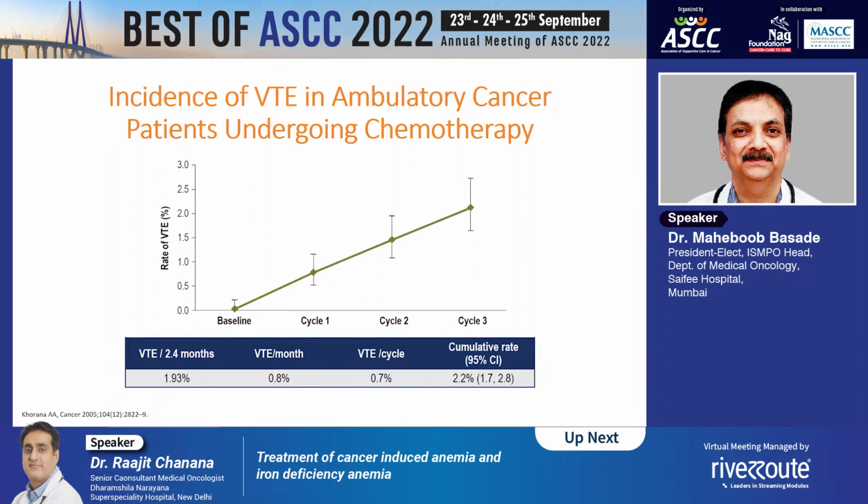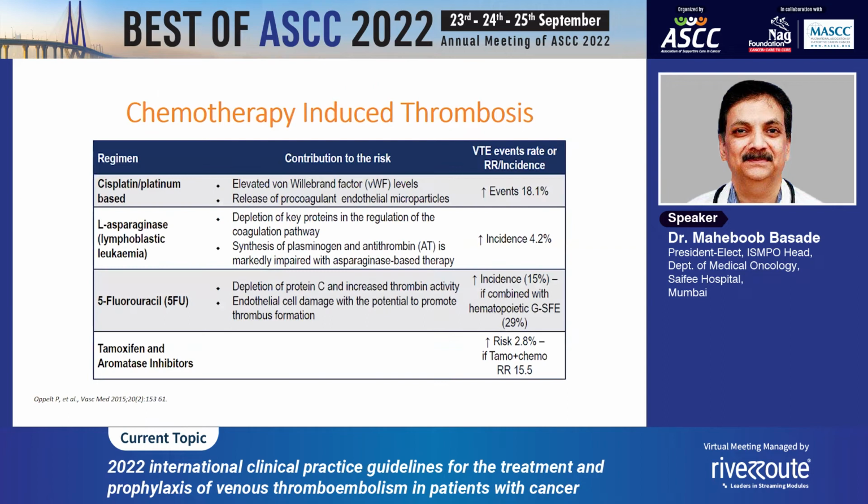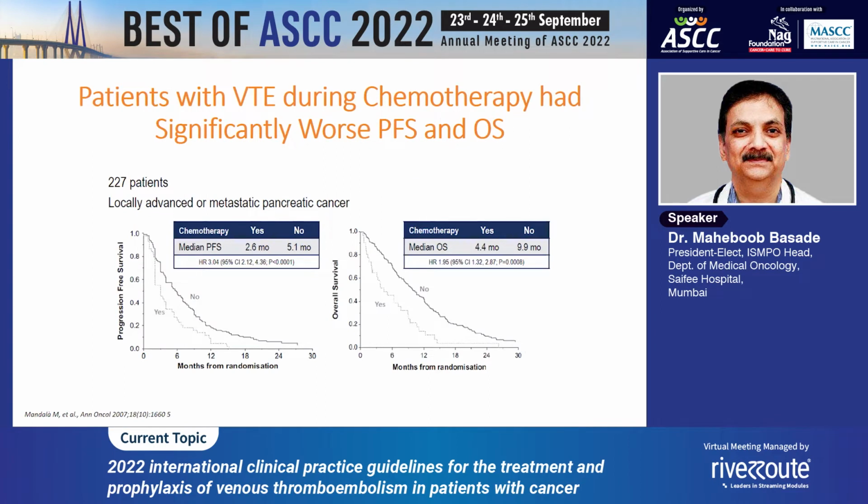Even in chemotherapy cycles, the data from cycle 1 to 3 shows that as you progress further, the risk of VTE development, even in ambulatory cancer patients, also increases. Certain drugs like cisplatin and L-asparaginase, we all know that thrombosis is very common in patients receiving L-asparaginase for leukemias. 5-fluorouracil and tamoxifen and aromatase inhibitors also carry an increased risk of VTE. We know that VTE during chemotherapy has a significantly worse outcome and overall survival.